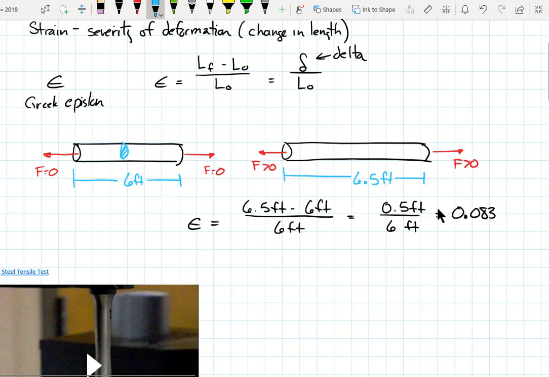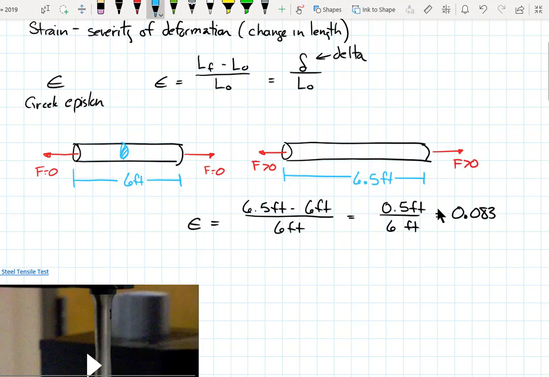Is it steel or rubber? We didn't talk about how much force is. I just said it's greater than zero. So all of those things affect strain, but they don't actually go in the strain equation. The only thing in the strain equation is these lengths, final length and initial length. So there's got to be some connection between this stress that talks about the part failing, and this strain that talks about it just stretching.